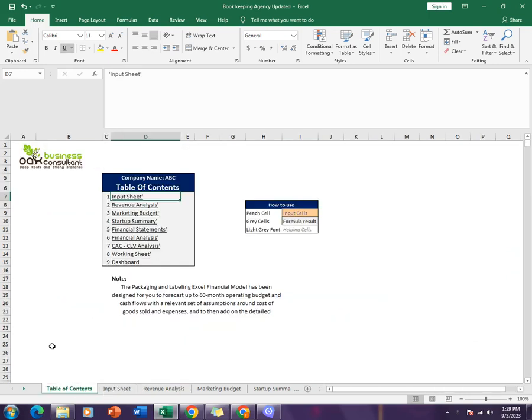Today we have brought you another financial model. As you can see, this model is about the bookkeeping agency Excel financial model template. The peach cells will indicate the input cells, whereas the gray cells will be the formula cells, and the light gray cells would be helping cells.